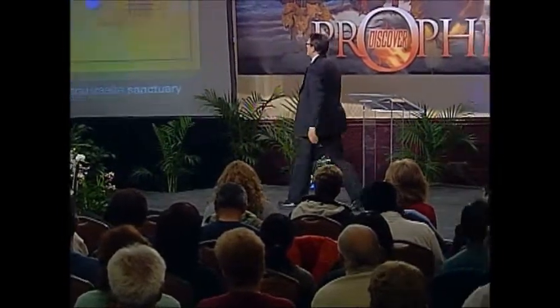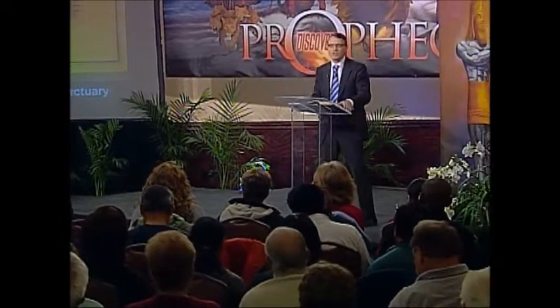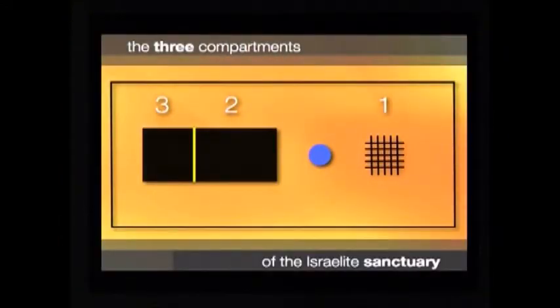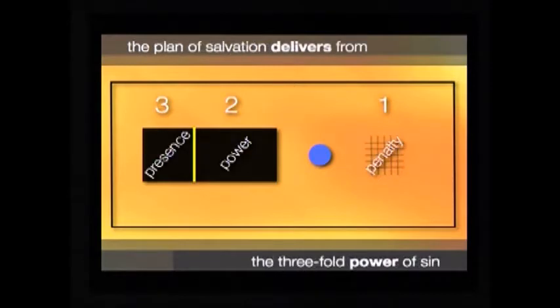Okay? Now, three compartments. Those three compartments were not arbitrary. They foreshadowed the threefold ministry of Jesus as Lamb, as intercessor, and as carrying out judgment. Okay? Very important to notice that. In fact, if you wanted to divide this up, I'd write this right there on your little outline. The plan of salvation, as depicted in the sanctuary service, delivers us from the threefold power of sin. Sin has a threefold power on your life and on my life before we come to the Lord Jesus Christ.